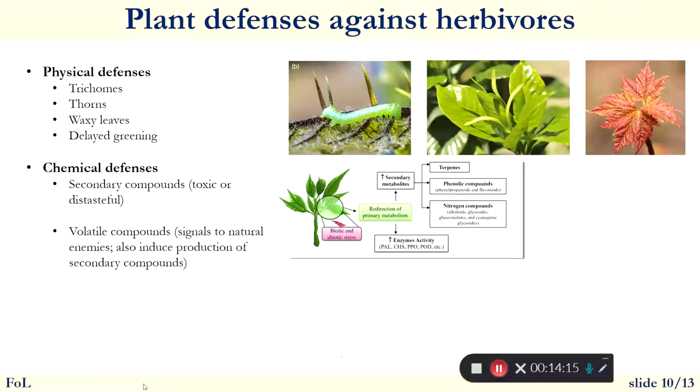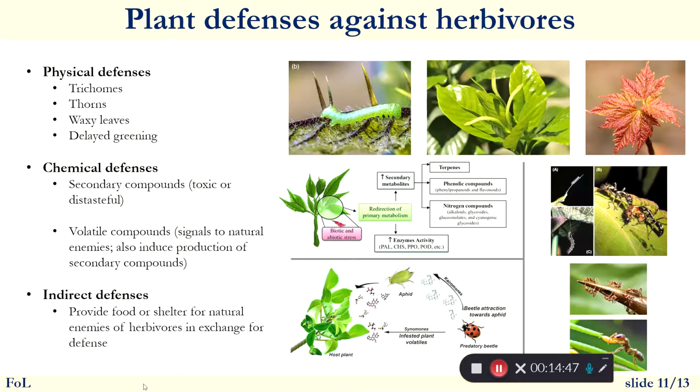And plants will also attract the natural enemies of insects, especially to the plant with volatile compounds. So essentially, a caterpillar comes in, does a little munching on a leaf, and the plant sends out these molecules that are in the air, and it's a signal to a wasp to come to that plant and eat up that caterpillar. Really quite interesting.